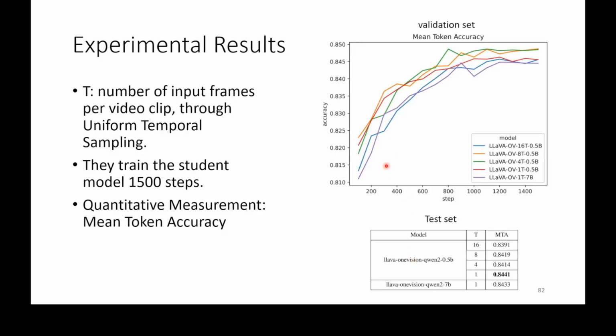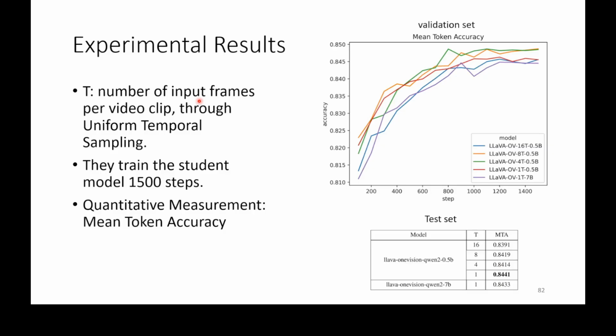And this is their experiment. They can use their teachers to generate a lot of responses, right? And when they have those responses, they train the student model, at the most only 1,500 steps. So this is from the beginning to the 1,500 steps. They use different models to test the result. You can see all of them are LLaVA-OneVision, and all of them are the 0.5 billion model. The only difference is the T. T means the number of frames extracted from the 4-second clips.